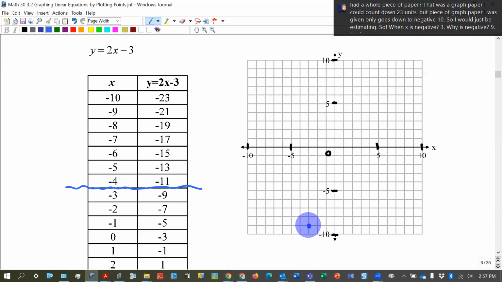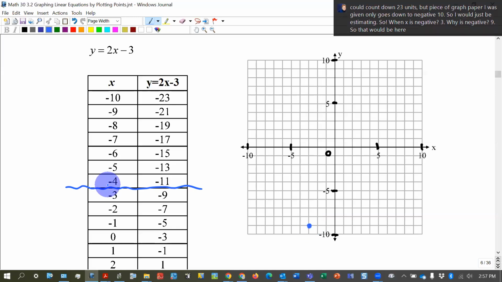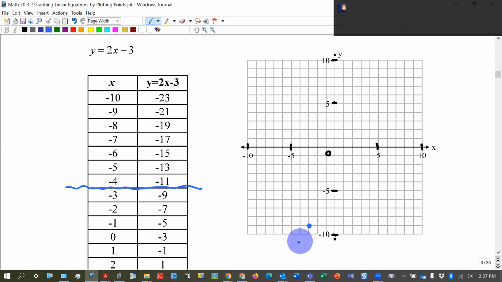So that would be here. And when X is -4, Y is -9. So to the left, I mean, -11. So to the left 4 and down 11, that would be somewhere about there. That one we can sort of visually estimate okay.